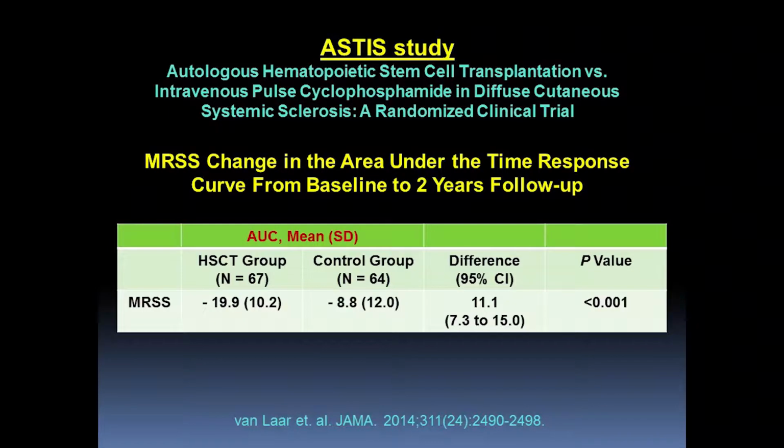This is the ASTIS study showing the area under the curve, the time response curve for the skin score from baseline to 2 years follow-up. The arm treated with stem cell transplant dropped their skin score significantly, 19.9 points, whereas the control group, which is IV Cytoxan, only dropped 8.8. The difference was statistically significant.